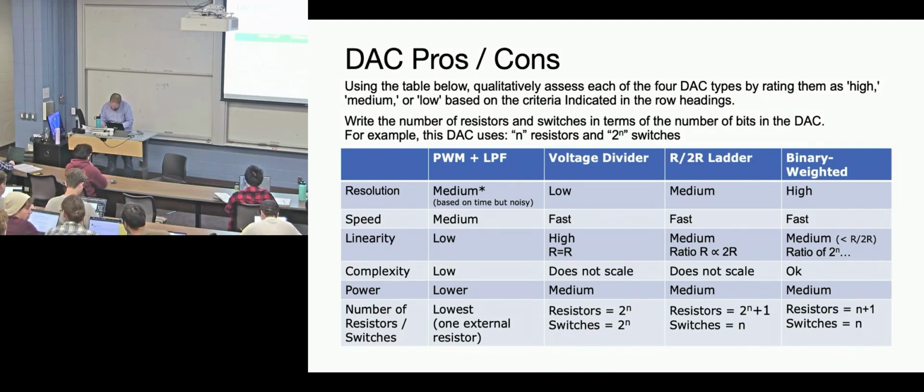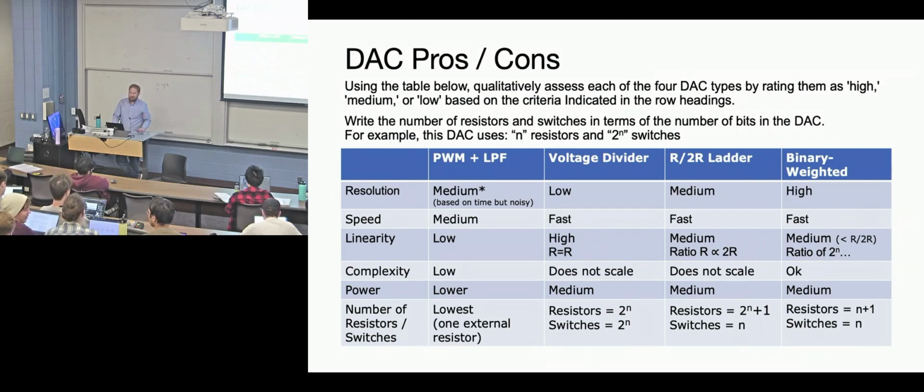2n plus 1, because of the additional resistor at the end for the summing amplifier. I think it got raised to the power of instead of multiplied, and it shouldn't have been. Okay. I'll update that before I send it out. Okay.